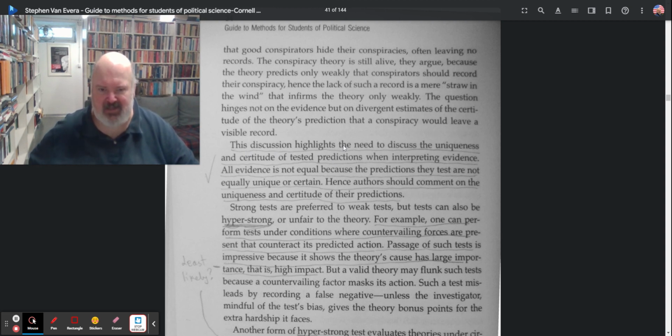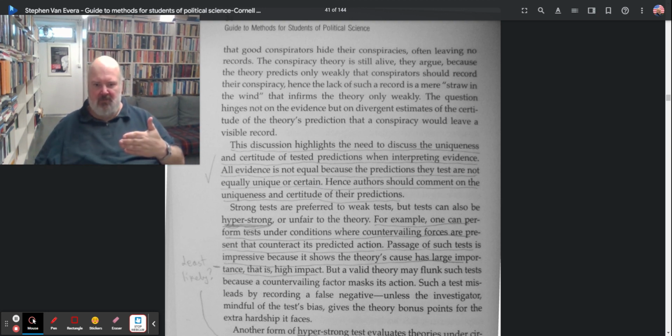This discussion highlights the need to discuss the uniqueness and certitude of tests and predictions when interpreting evidence. So we have to look at the question. All evidence is not equal because the predictions they test are not equally certain or unique. Hence, authors should comment on the uniqueness and certitude of their predictions.